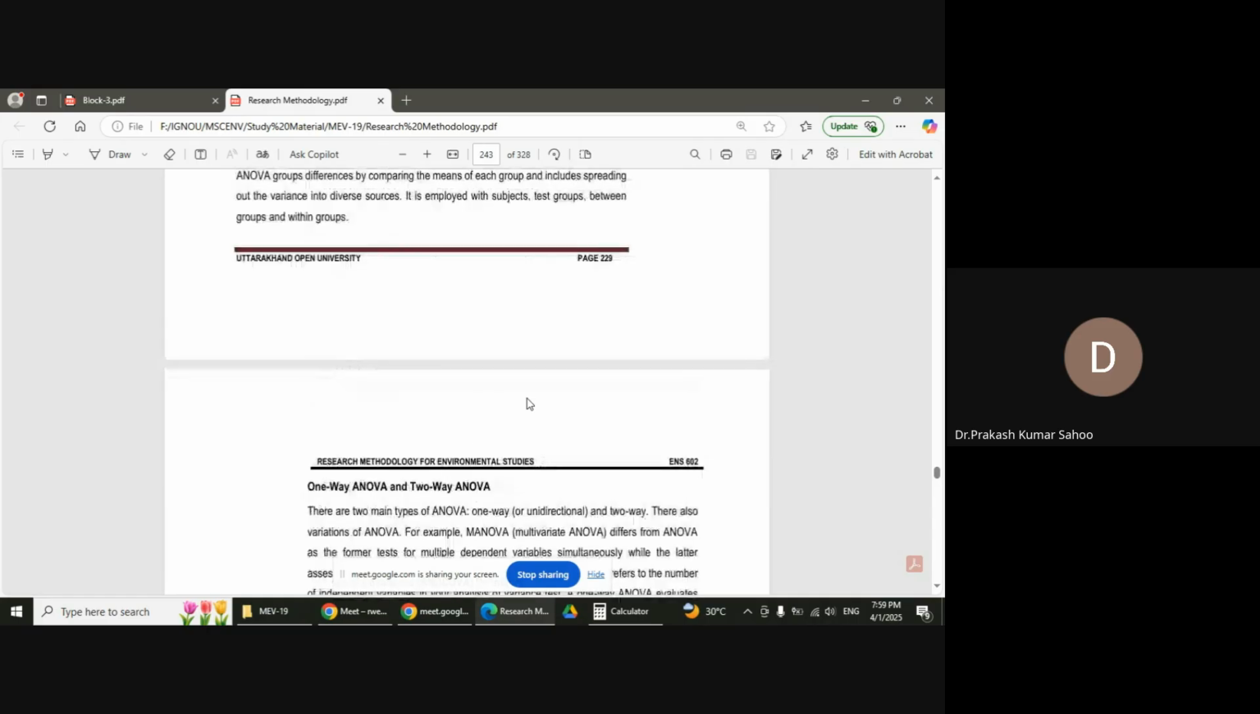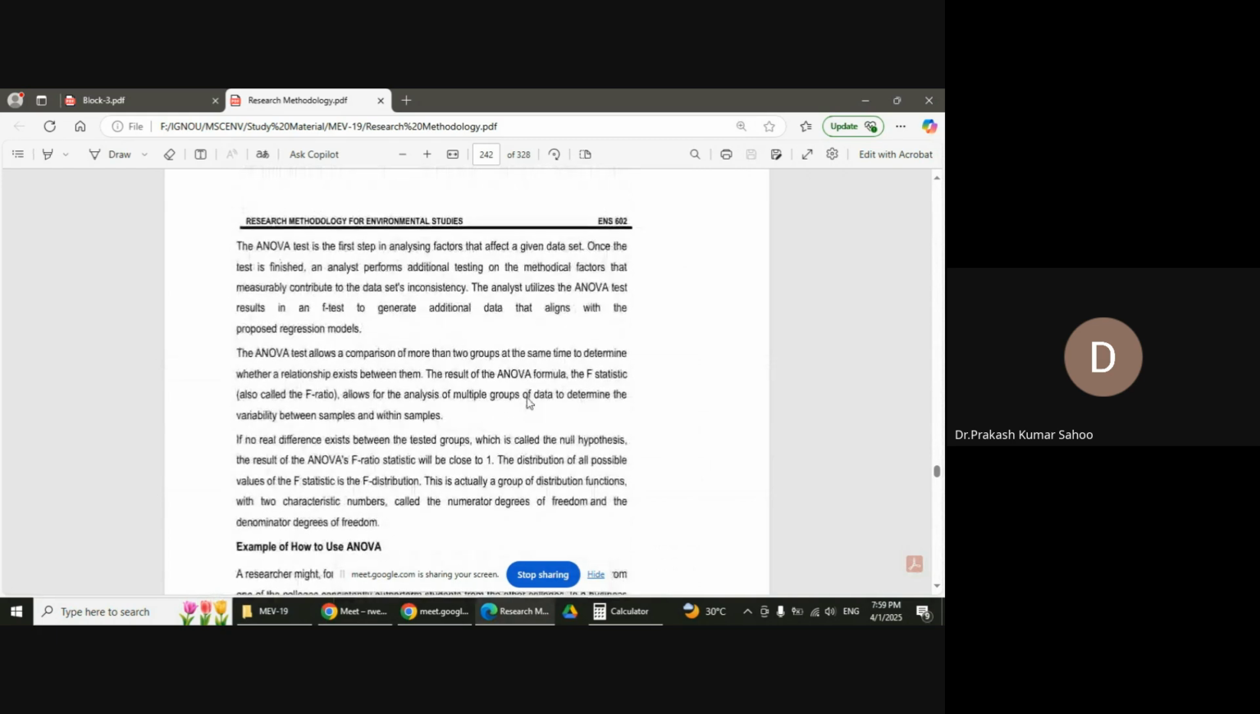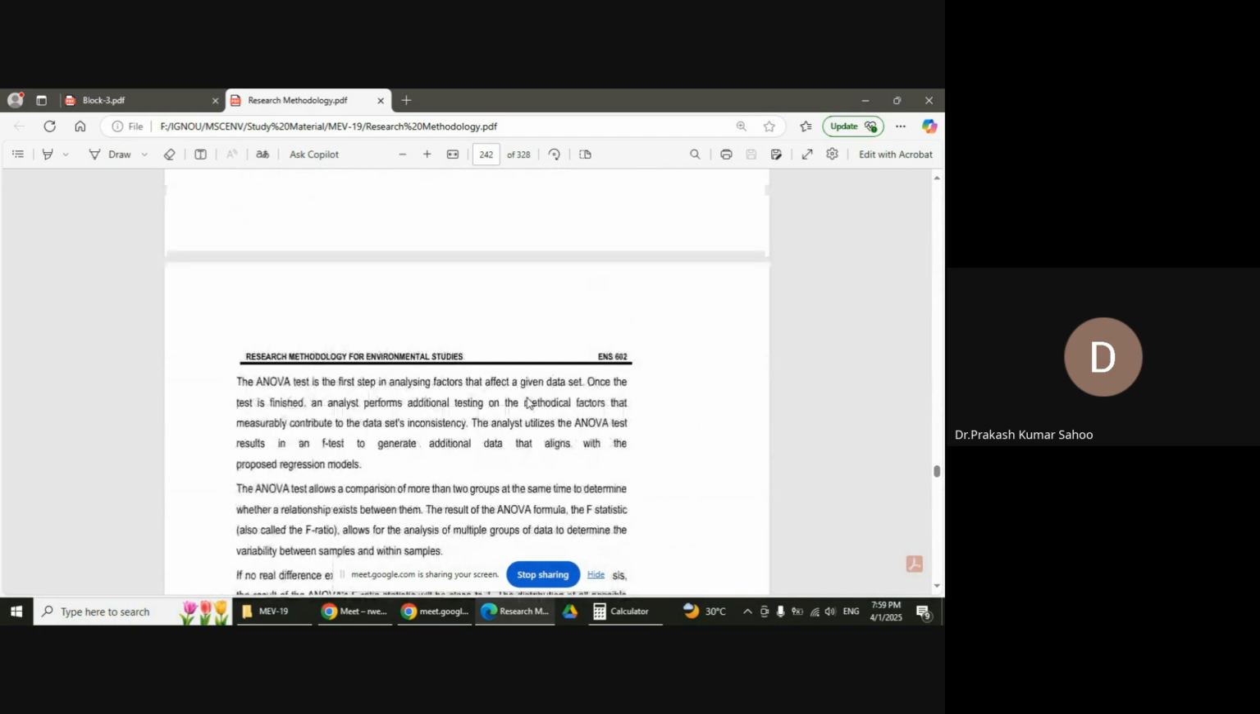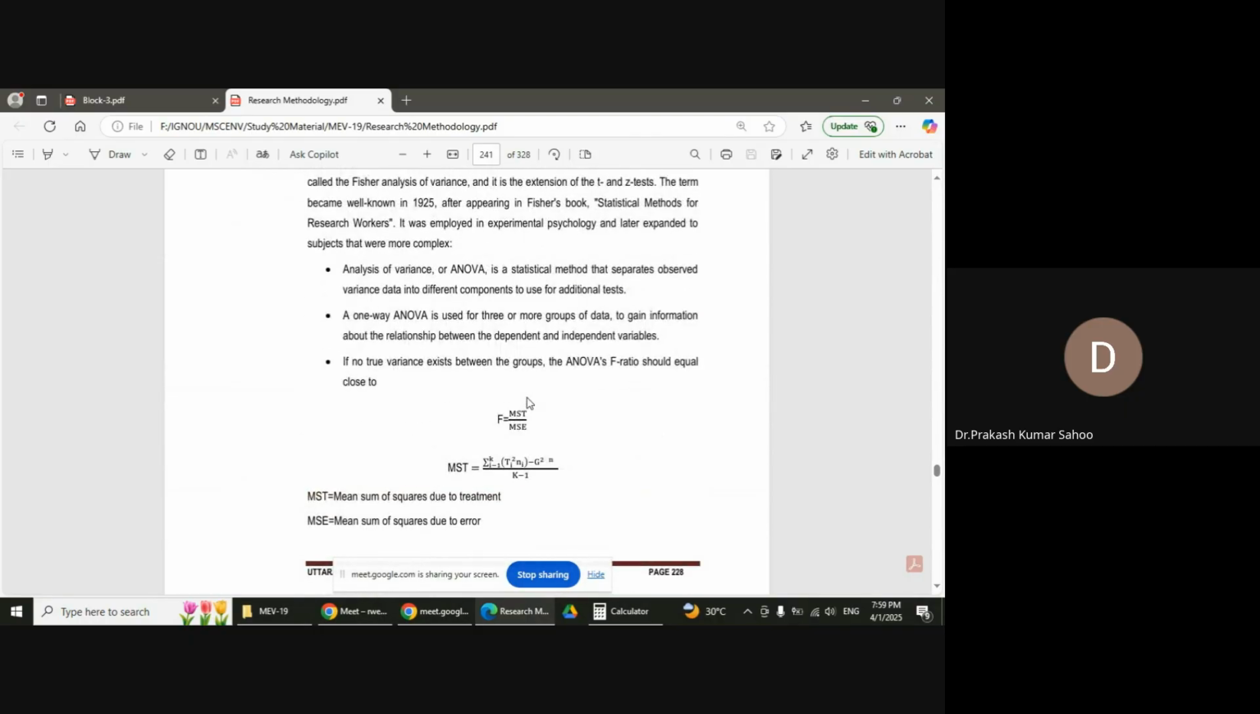So in this way, the things are going on. There are a lot of descriptions and equations here. You should note down all the mathematical equations of each descriptive statistic, starting from mean, median, mode to the ANOVA test.